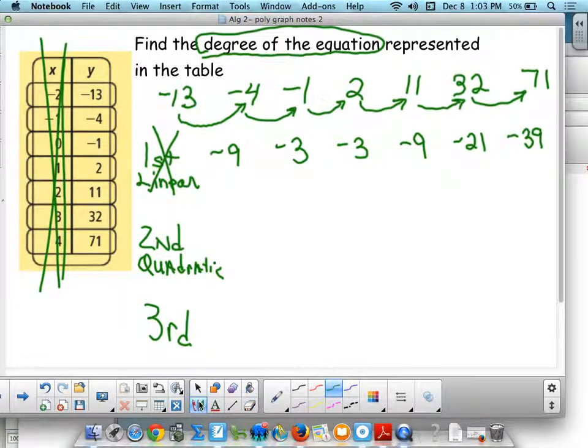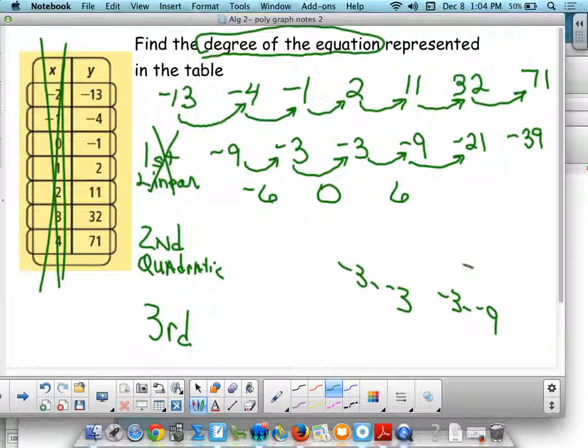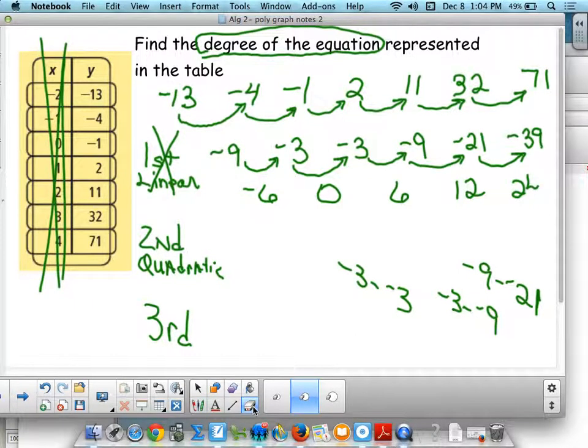Here we go. It's going to be negative 9 minus minus 3. Negative 6. Yes, it is. Negative 6. Okay, negative 3 minus minus 3. 0. Negative 3 minus minus 9. 6. Negative 9 minus minus 21. That's right, plus 21. 12. These two make 20. No, it doesn't. It does not make that. 18. Sorry. 18.